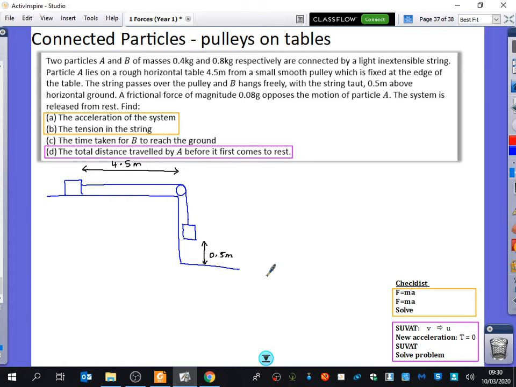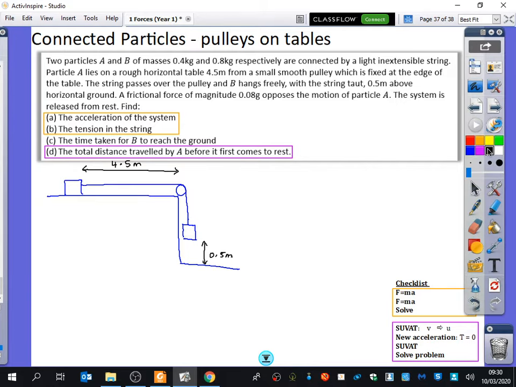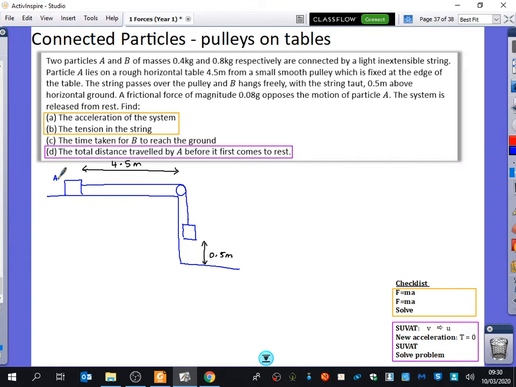Right, so let's add on some of the forces. We need to show the different forces on the diagram. Let's talk about particle A for a second. Ishak, can you tell me any of the forces that are acting on particle A? Good, you've got 0.4 g, which is its weight. Any other forces that we know must be acting on A?